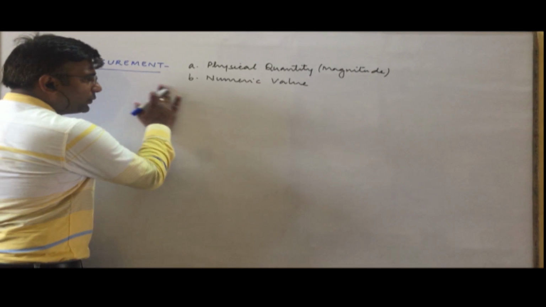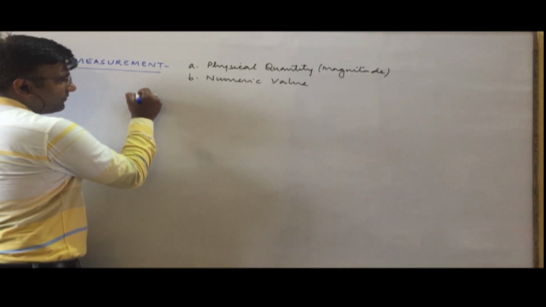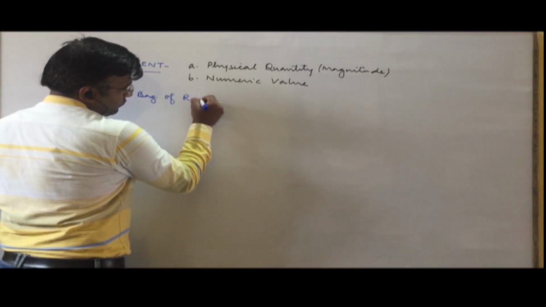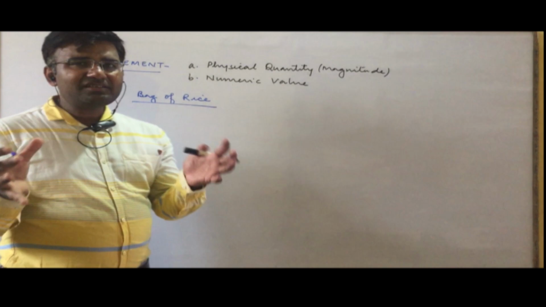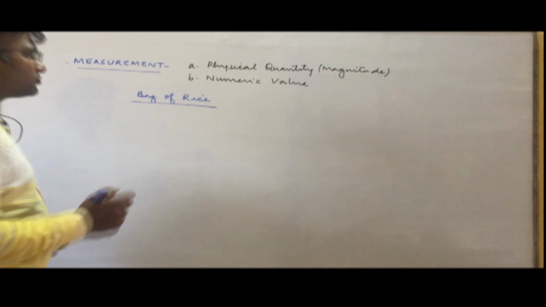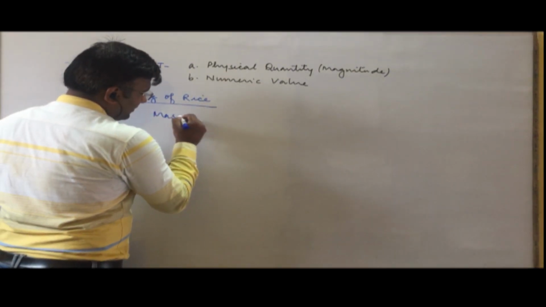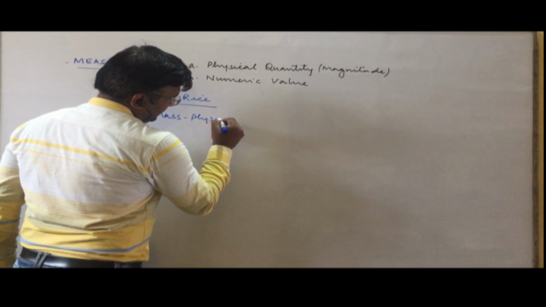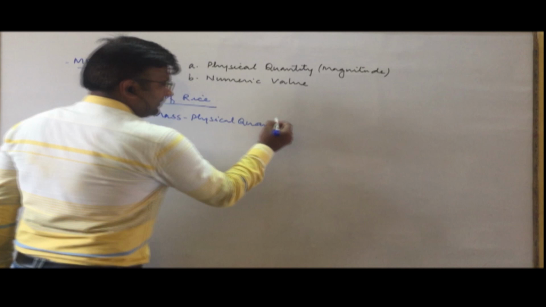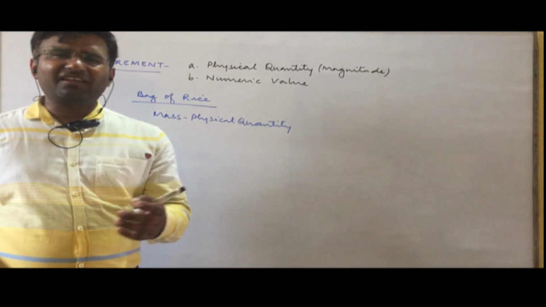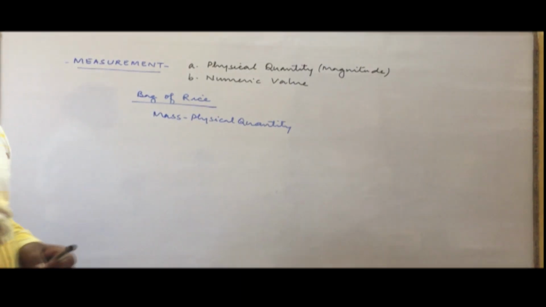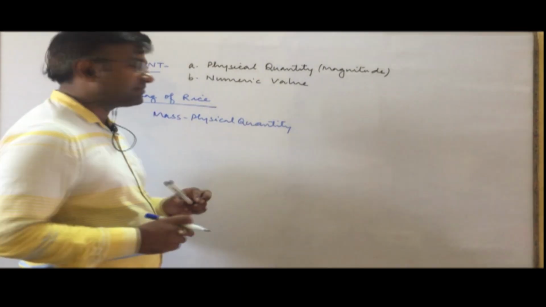For example, we went to the market to buy a bag of rice. Now it contains rice. There will be some mass of that rice contained in the bag. So that mass is nothing but a physical quantity. There are many more physical quantities such as length, time, speed. I'm sure you have heard about them or studied about them in previous classes.